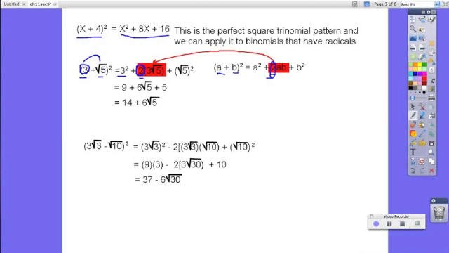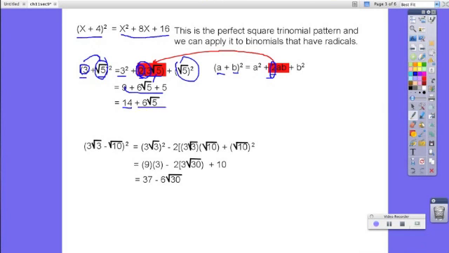So you're multiplying a times b, which is 3 times the square root of 5 right there, and then you have to double it. Now plus the last term squared, square root of 5 squared. What's this equal to? 3 squared is 9. 2 times 3 is 6 square root of 5 plus, and of course these cancel and you get 5 by itself. 5 plus 9, or 9 plus 5 is 14, plus 6 square root of 5, and that is your answer.